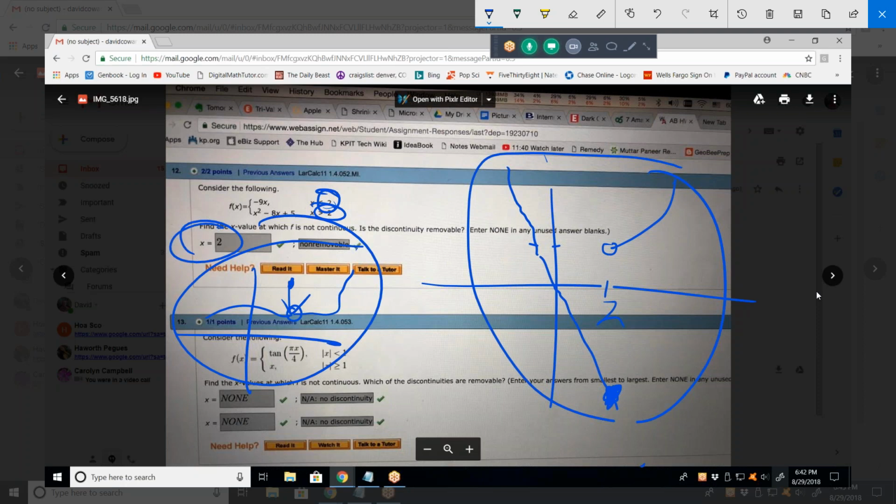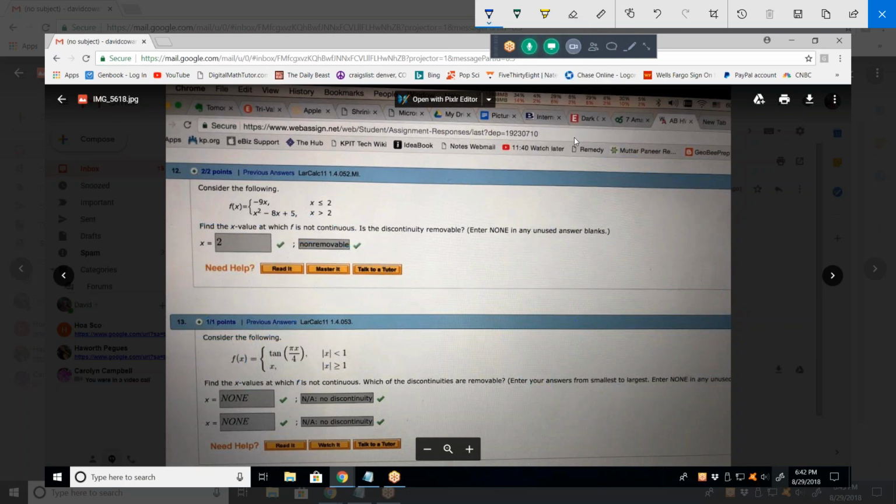And then I don't know how to do number 13. Okay, have a look at it. Consider the following. When the absolute value of x is less than 1, well, let's try to draw this one. What's that equal to when x is 1? Tan pi over 4, which would be 1. So when x is 1, that's equal to 1.